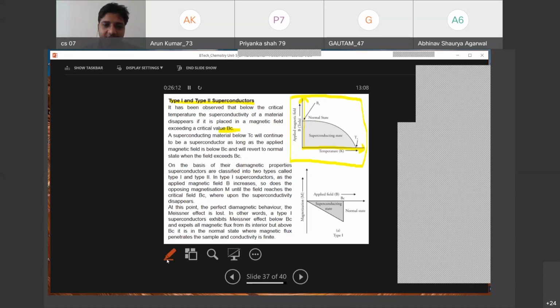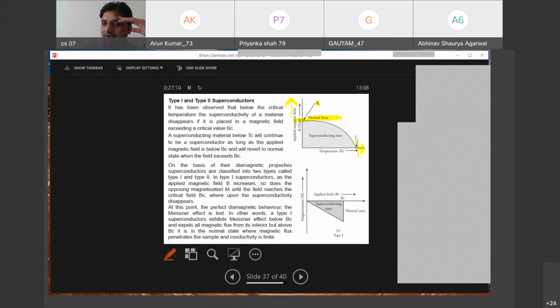So the metal will behave as a superconductor when it is placed below the critical temperature and below the critical magnetic field. If your magnetic field is more than the critical magnetic field, that is our BC, and your temperature is above the critical temperature, your metal will behave like a normal metal.